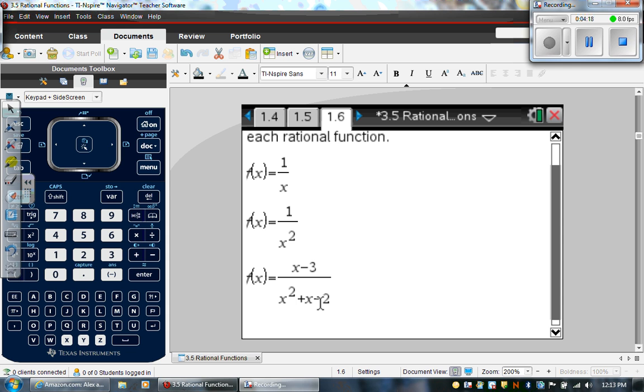Okay, so the first function, f of x equals 1 over x. We can very quickly just graph that if we like.